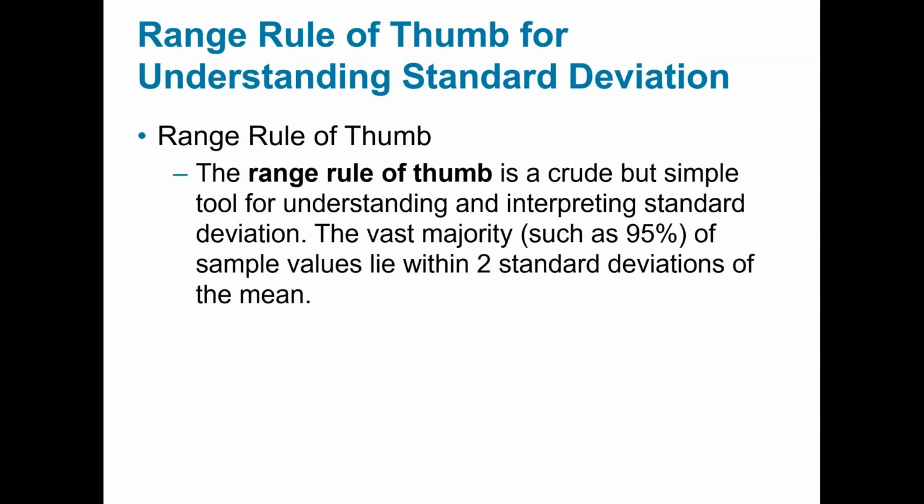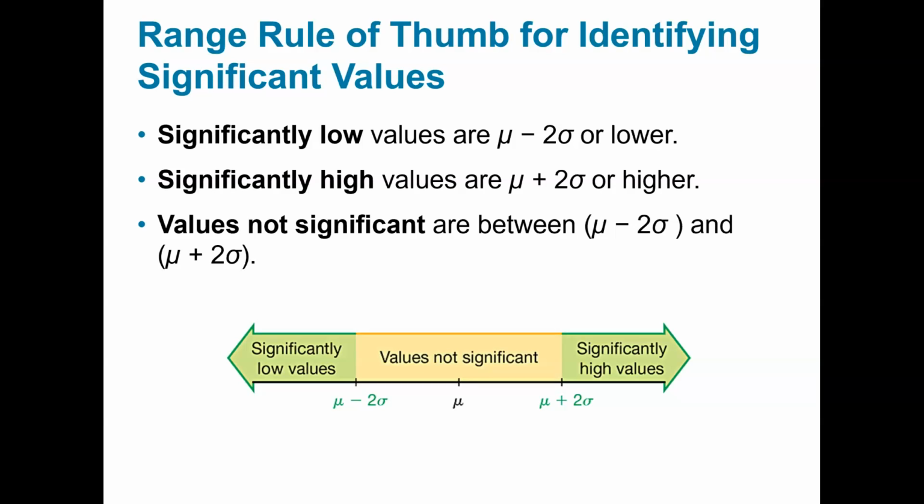Okay, so this is important. Range rule of thumb for understanding standard deviation. The range rule of thumb is a simple tool that says the vast majority, 95% of sample values lie within 2 standard deviations of the mean. So significantly low values, mu is mean, remember, and sigma is standard deviation. When we say mu minus 2 standard deviations, that's the mean minus 2 standard deviations, and mu plus 2 standard deviations, 2 standard deviations more than the mean. So values in here aren't significant, which kind of makes sense. They wouldn't be outliers. They would fall close to the mean.